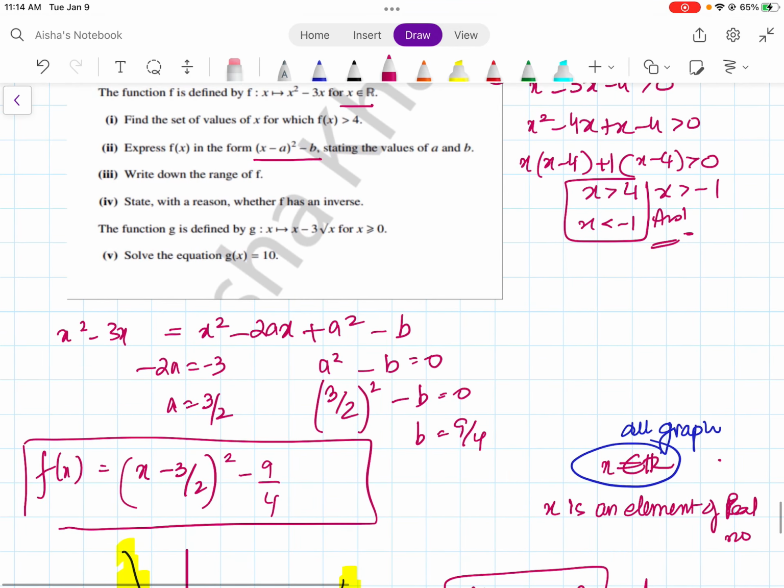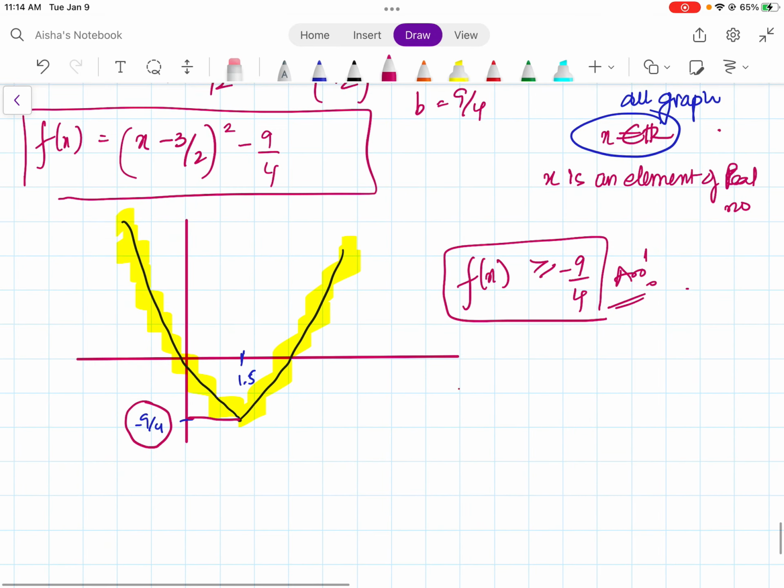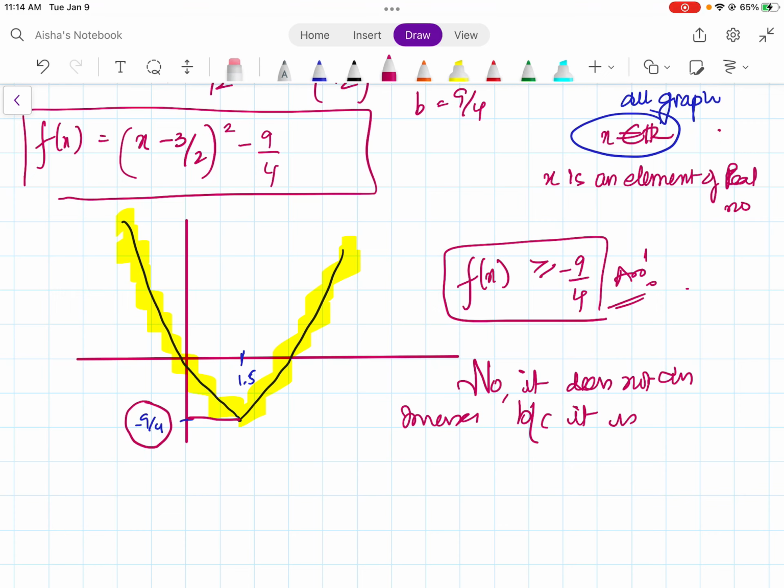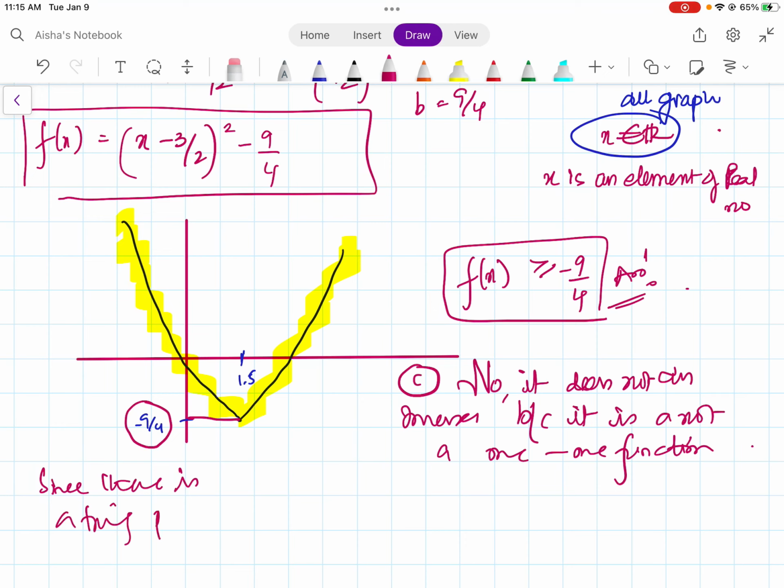Okay, this is important. Now, state with a reason whether f has an inverse. No, it does not have an inverse because it is not a one-to-one function. This is what you will write in your answer statement. But actually, since there is a turning point, there is no inverse.